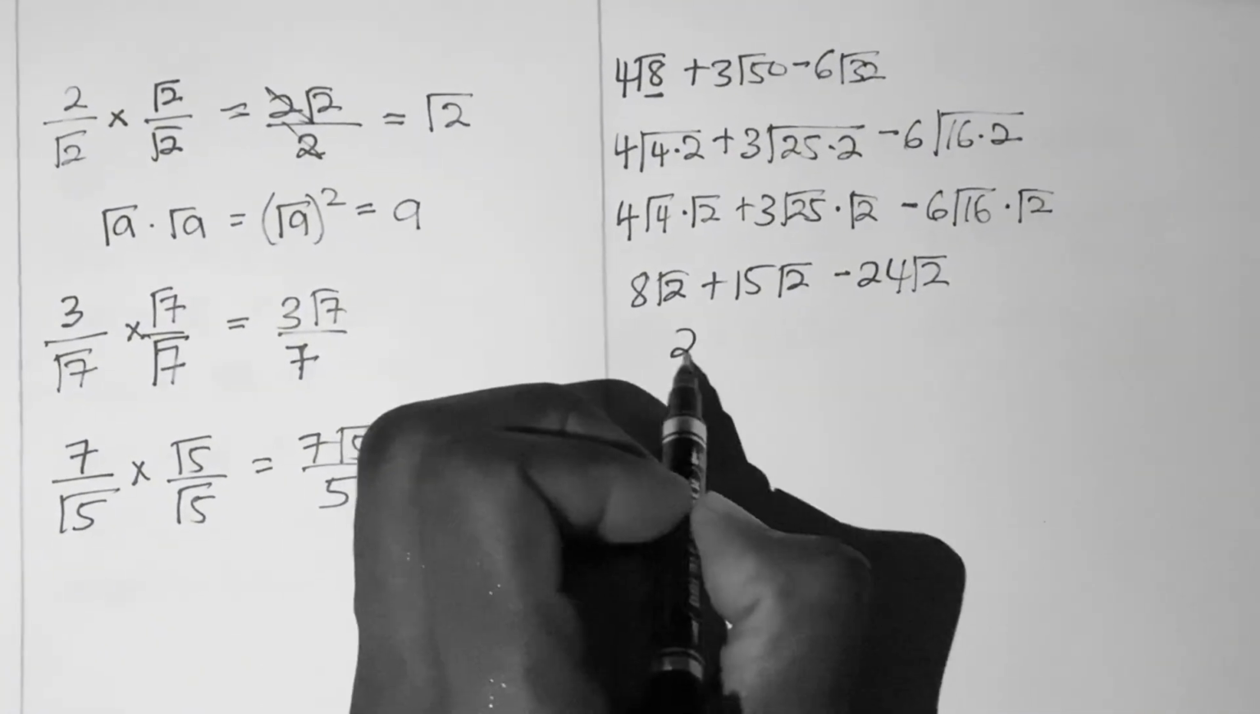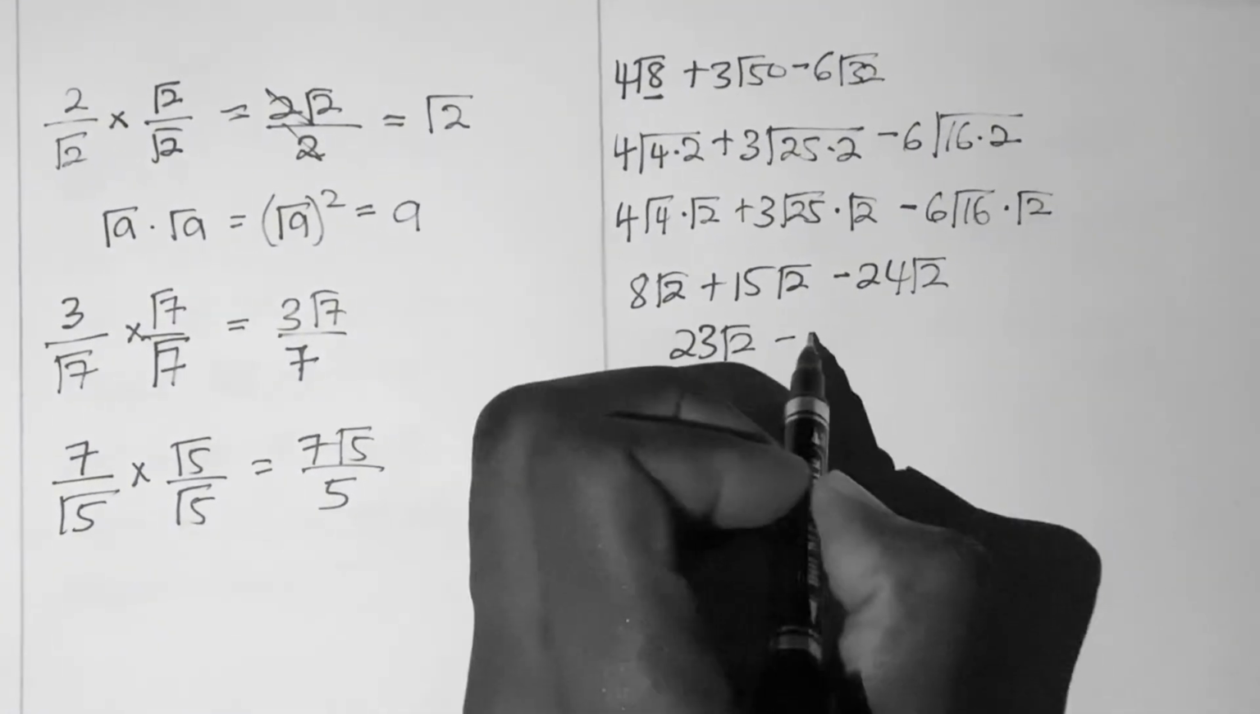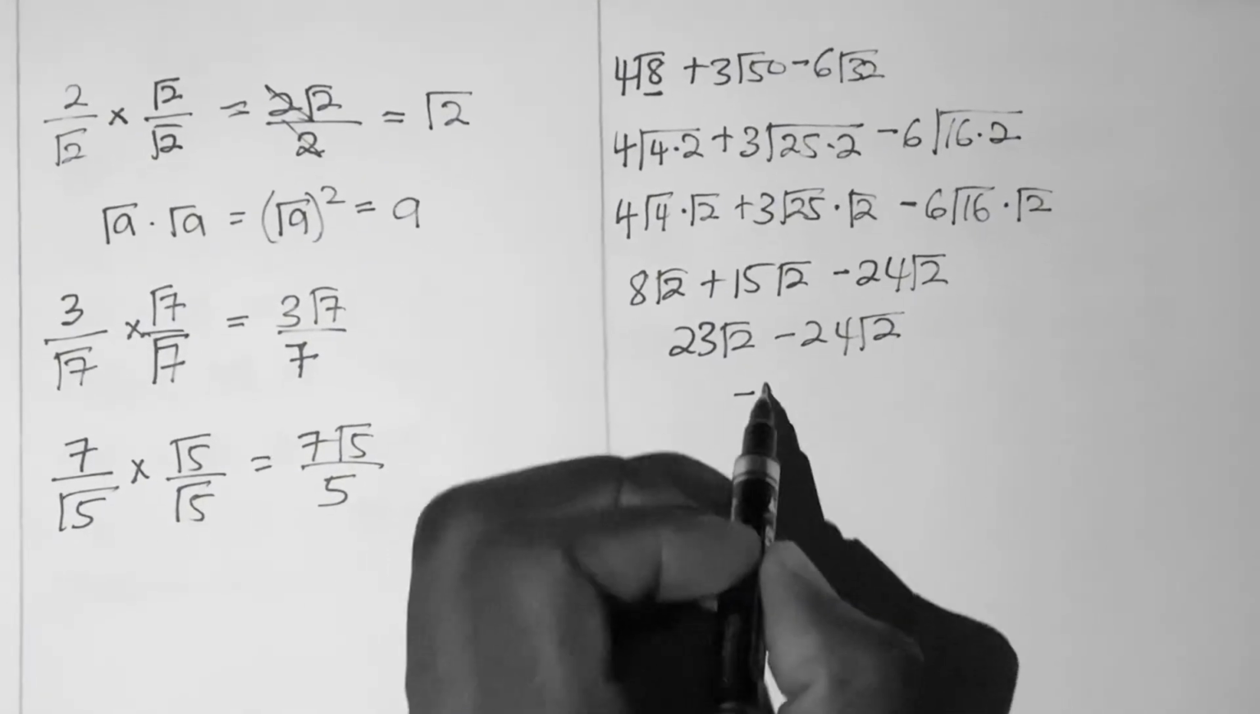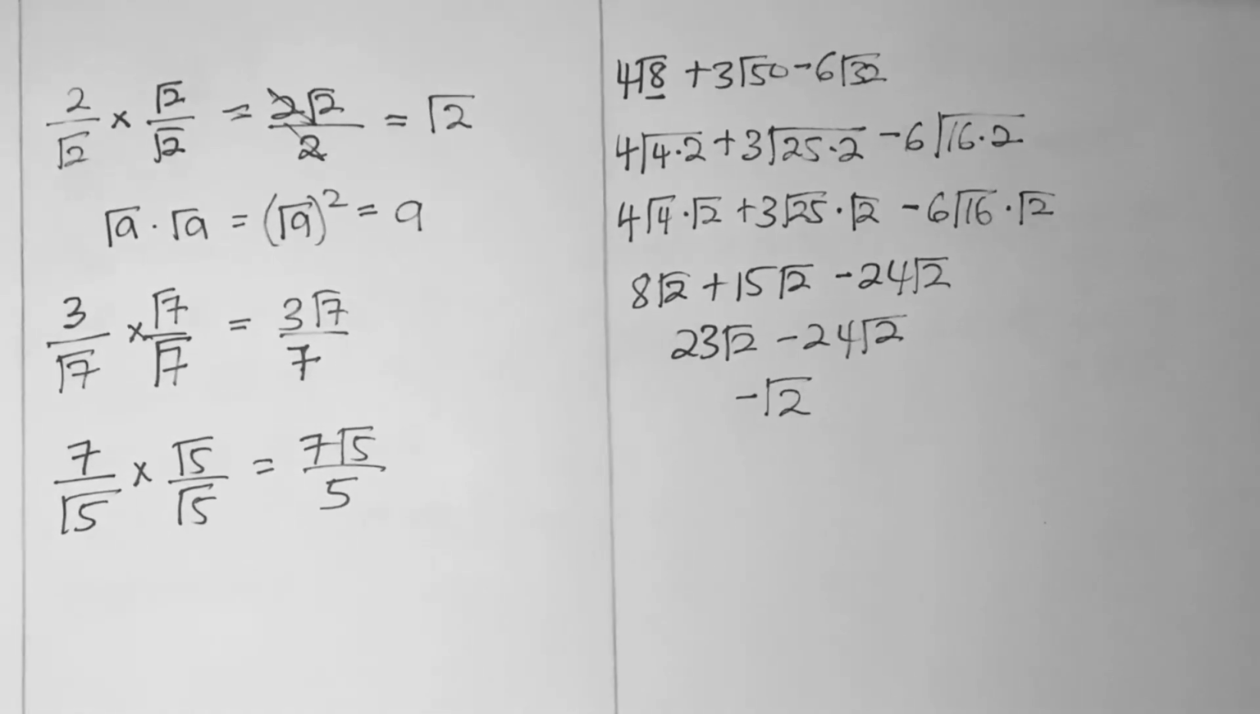So here becomes 23 root 2 minus 24 root 2. And therefore we are going to get minus root 2 as the final answer.